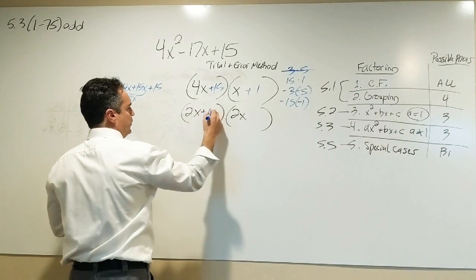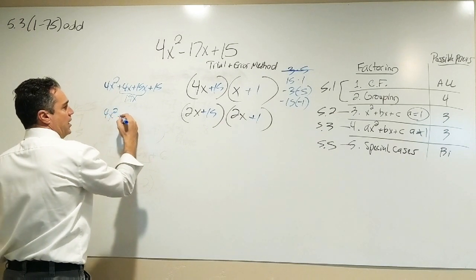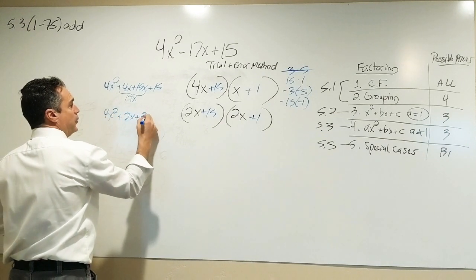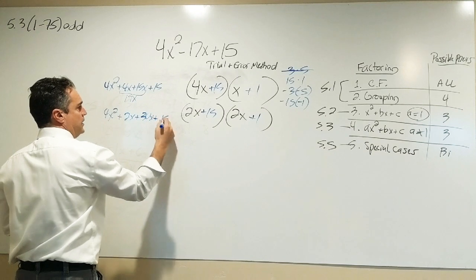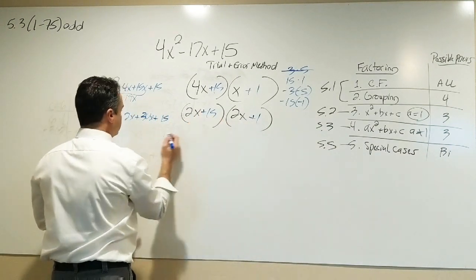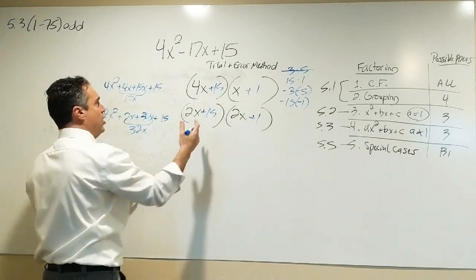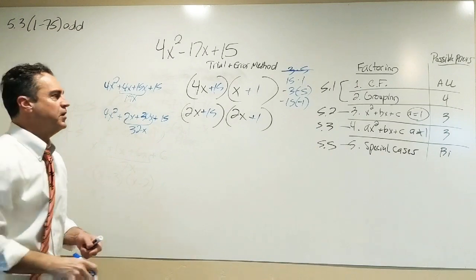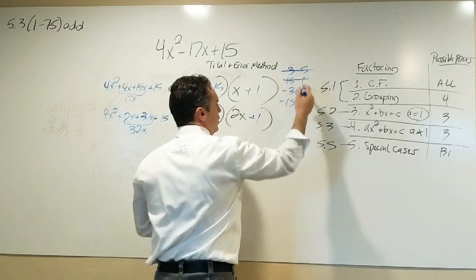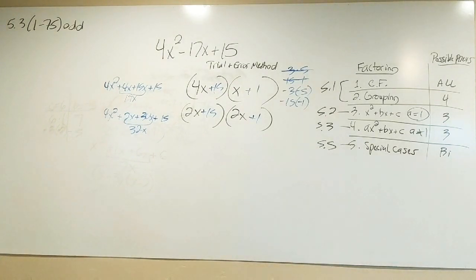So we plug it down here. Plus 15 plus 1. We multiply again. We get 4x squared plus 2x plus 30x plus 15. When you multiply them out, 15 times 2 is going to be 30x. 2x times 1 is plus the 2x. These combine to make 32x. Did this work? No, it still doesn't make that. And so what did we do? We tried 15 and 1. We erred on both of these. It didn't work. So we moved to the next one.